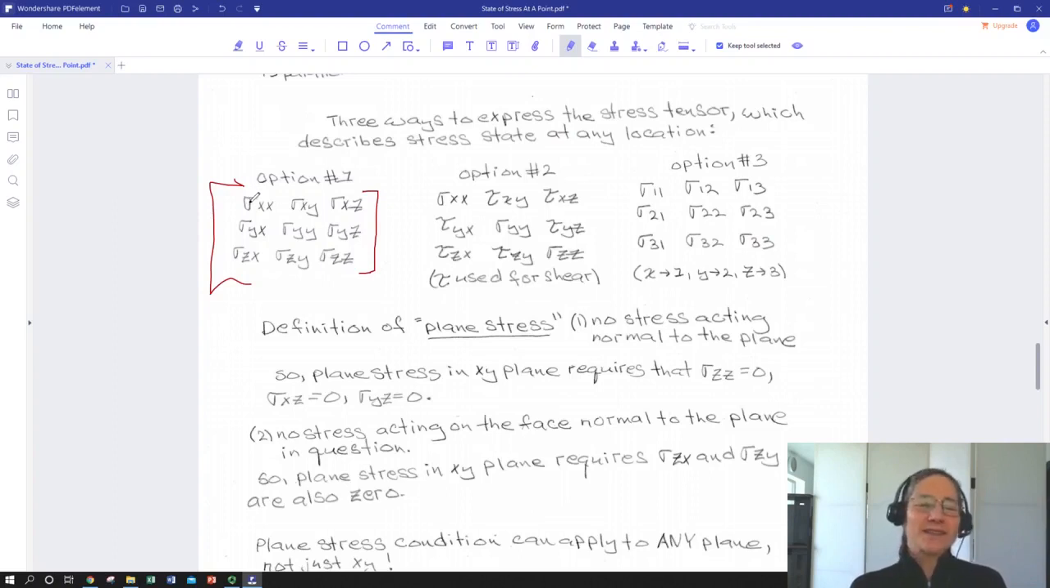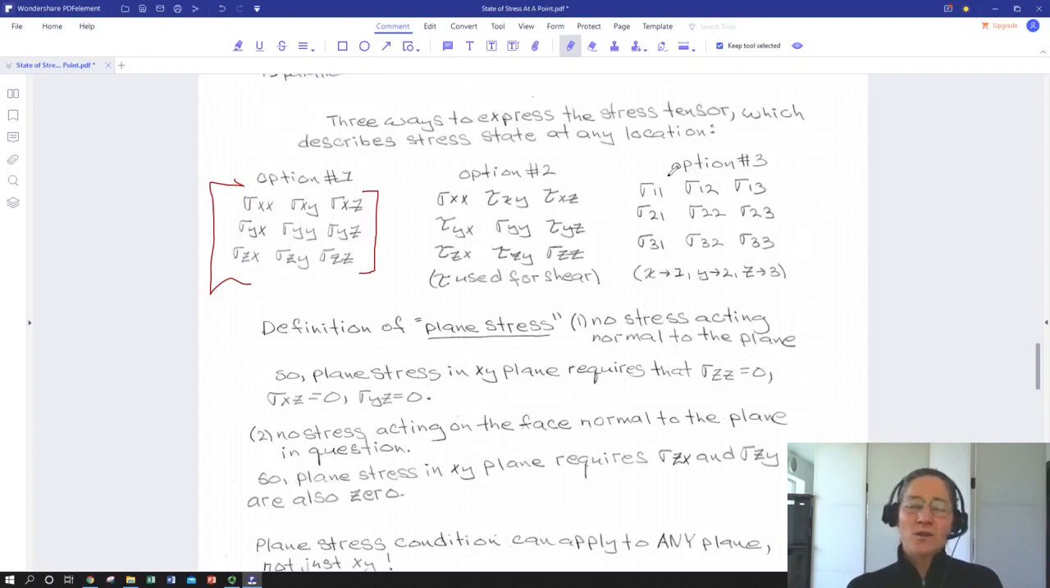So we can do all sigmas with x's and y's, with the rows being the faces and the columns being the directions. We can change to tau to remind ourselves that if our two subscripts are not the same, we have shear. We don't need a different symbol to say that. Simply not having the same direction for these indices means we're in shear instead of a normal stress, but we can write it that way.